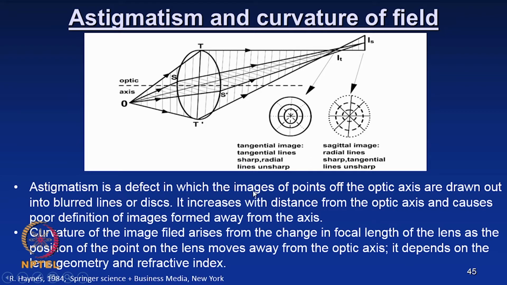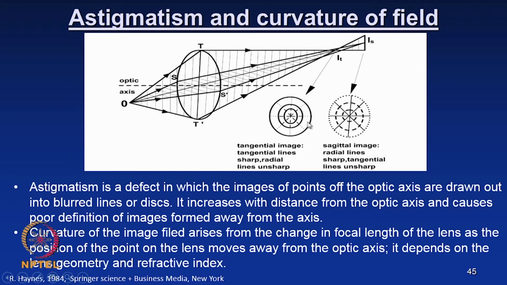Astigmatism is a defect in which the images of points off the optic axis are drawn out into blurred lines or discs. So, like this, two discs we are talking about. It increases with the distance from the optic axis and causes poor definition of images formed away from the axis. So, as the distance increases from the optic axis, the image quality also will go bad.